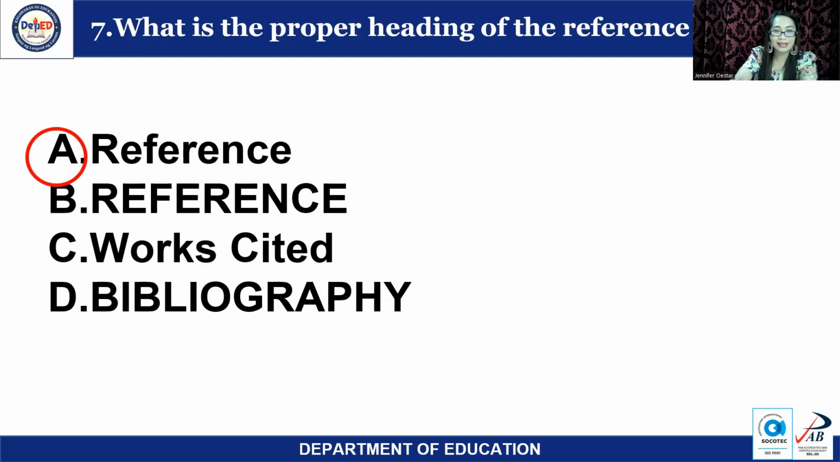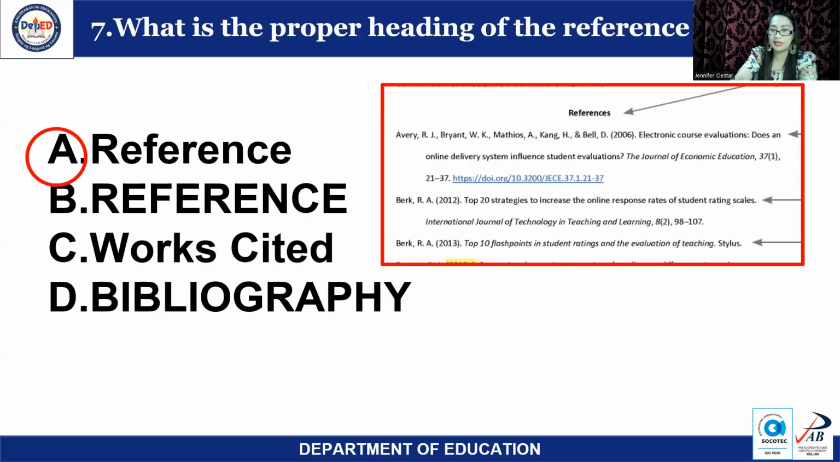Okay, why was it letter A? Here's the explanation. Here's a sample transcript of how our references should look like. So it should be References if there are many lists. So it's letter A. You should not capitalize all the letters. And it should be written at the center.